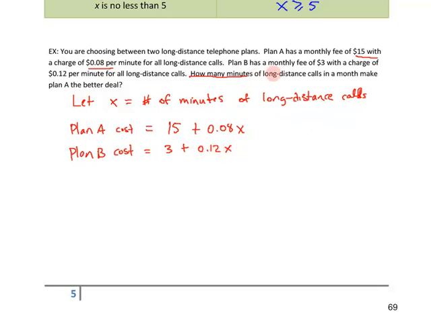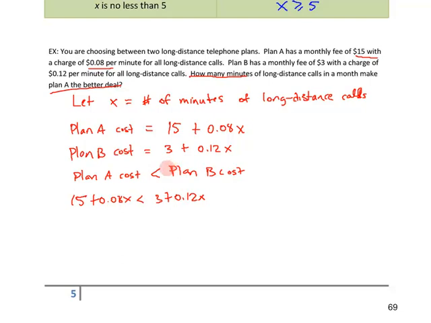Now we want to know when Plan A is the better deal. Better deal means it costs less, right? So we want to know when Plan A is less than B. That's what the better deal would mean. So we want Plan A cost less than Plan B cost. So that looks like this. It would be 15 plus 0.08x less than 3 plus 0.12x. Now I've got an inequality in terms of x.